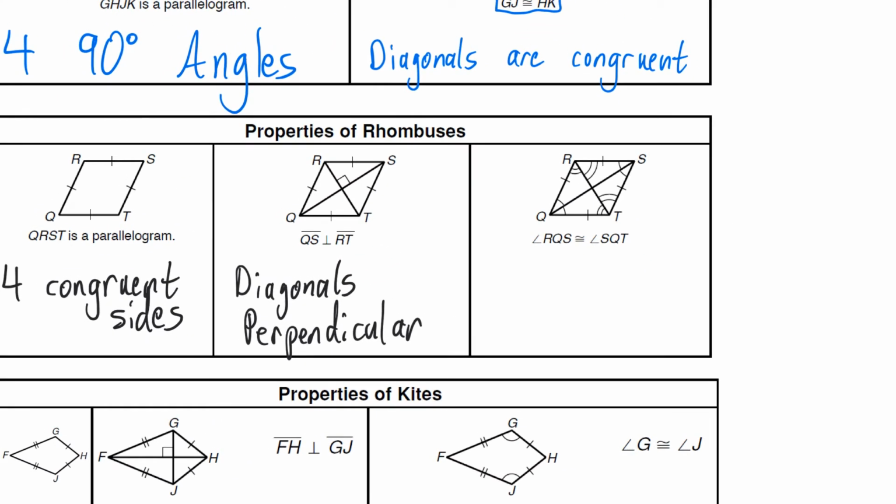Okay, and then on this last one, in a rhombus, the diagonals bisect the angles. Cut the angles exactly in half.